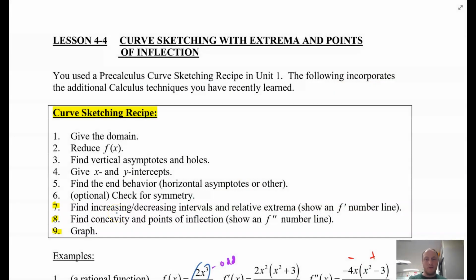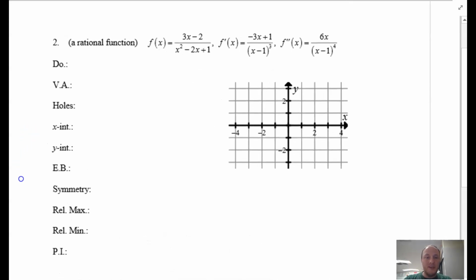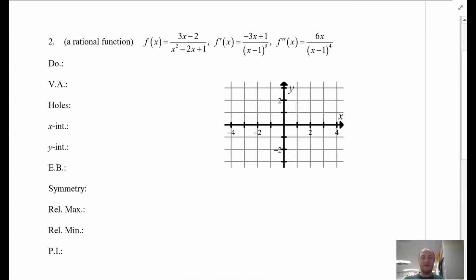And I want to refresh your memory with our curve sketching recipe. We have steps 1 through 6. These steps really are our pre-calculus steps in analyzing a function. And then steps 7 and 8, this is where the calculus comes in, where we take the first derivative and the second derivative. Okay, so here is our example, and we have f of x equals 3x minus 2 over x squared minus 2x plus 1. Now, I'll do all of the pre-calculus concepts in red here, and then I'll do the calculus portion in green.